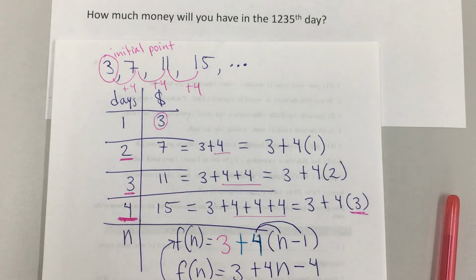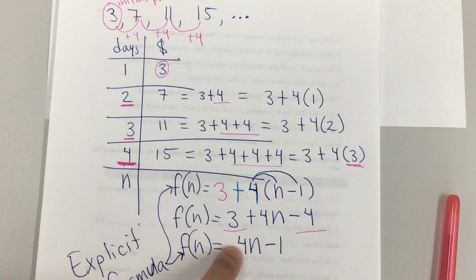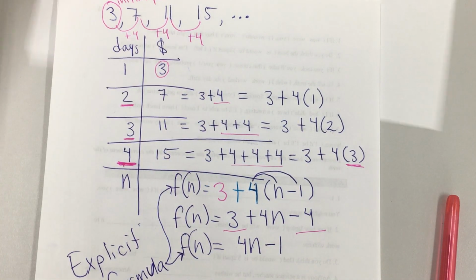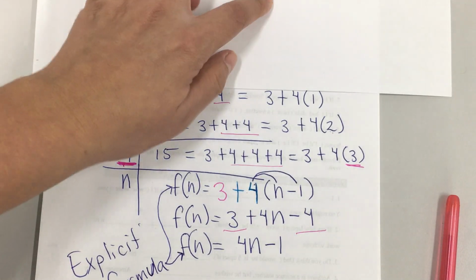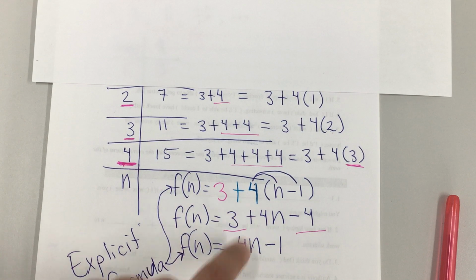Okay, so I can use either this one or this one. I'm going to do it with both actually. This is the simplified. So I'm going to do it with both so that you can see that you will get the same answer for the 1235th day. Okay, so let's figure that now that we have the explicit formula.